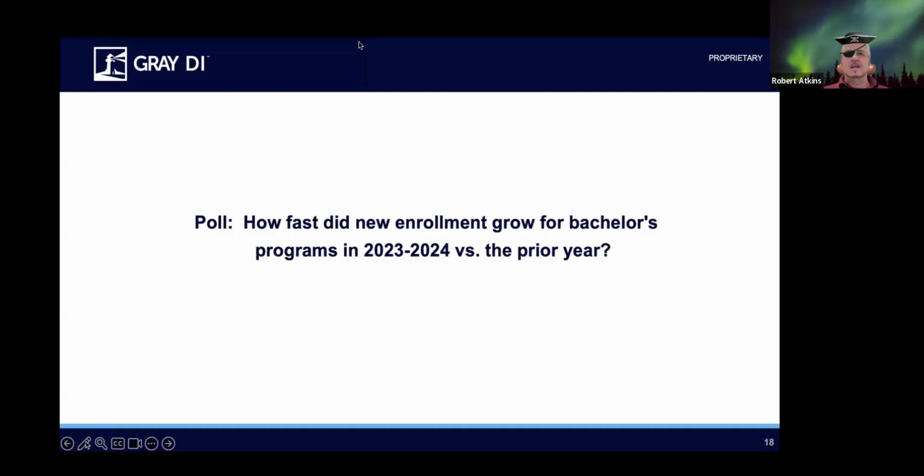All right. It's a pretty simple one. So let's close and see how we did. Okay, so we have some folks who think we shrank. Nobody thought we shrank a lot, just down 2 to 4%. Down 0 to 2%, 29% of our group.